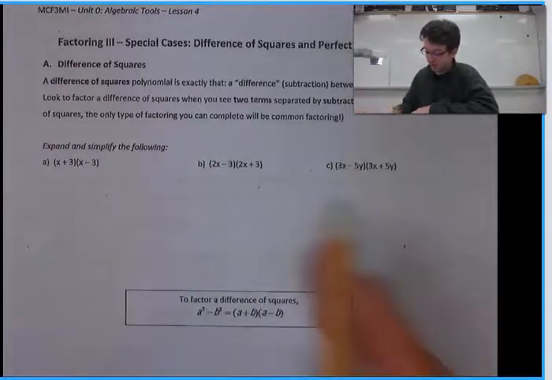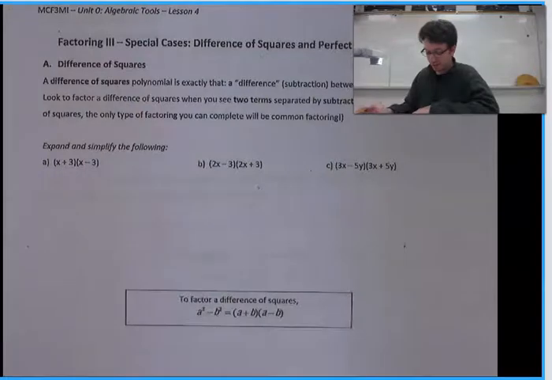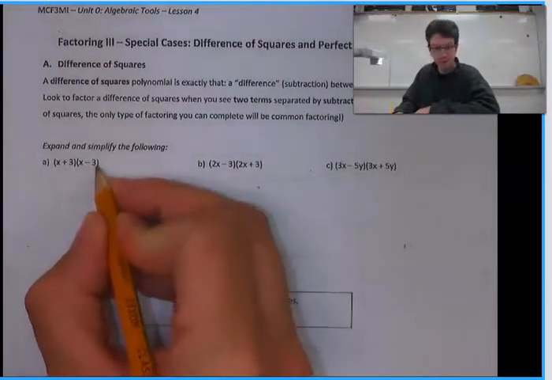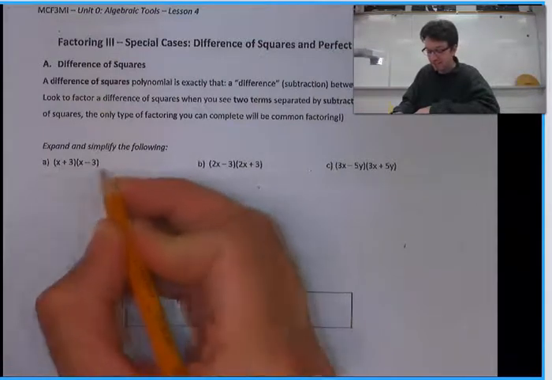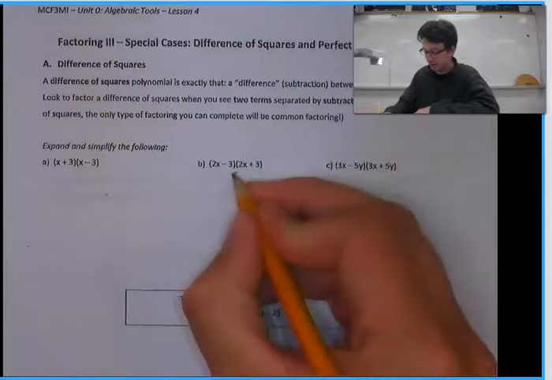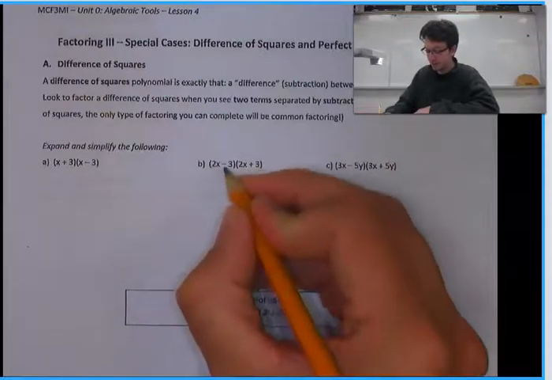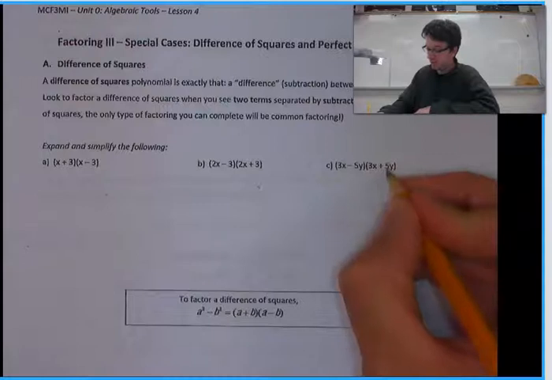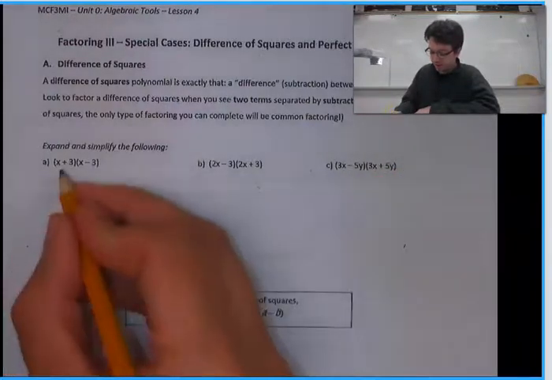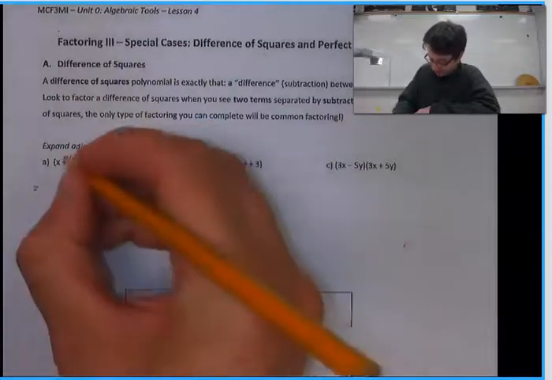So these examples all have something in common. We have x plus 3 and then x minus 3. So the second bracket's the same as the first, except we have a negative for the second term there. Right? Same here, 2x plus 3, 2x minus 3. 3x plus 5y, 3x minus 5y. So if we expand this one, we're just going to FOIL it, right?